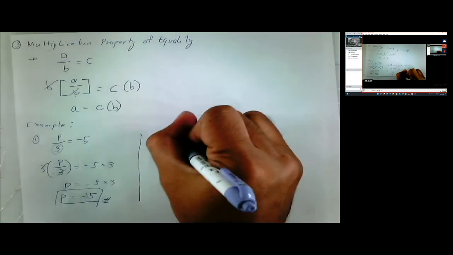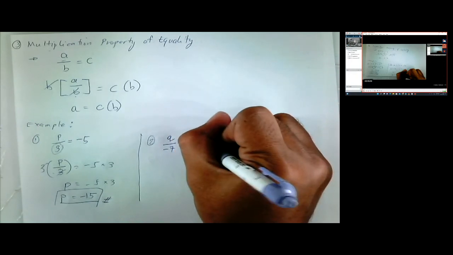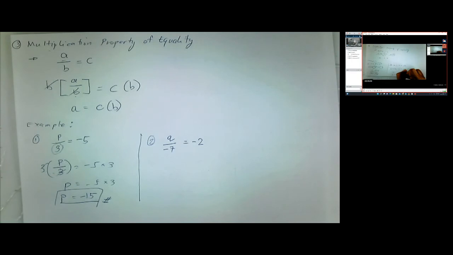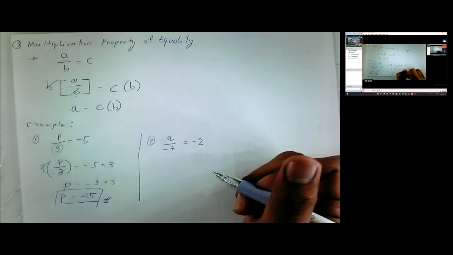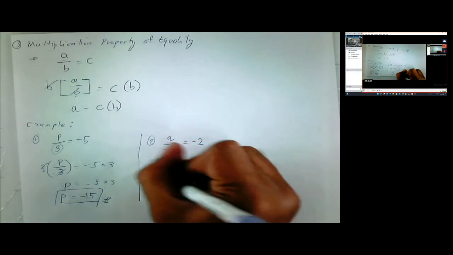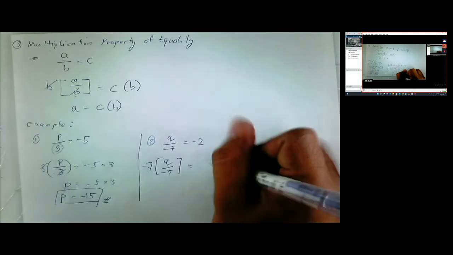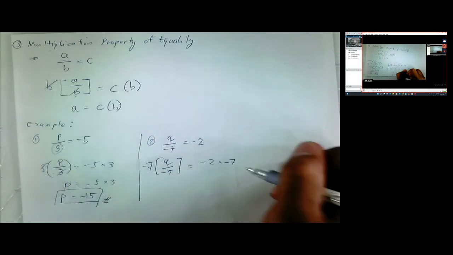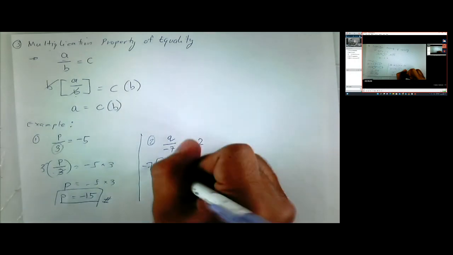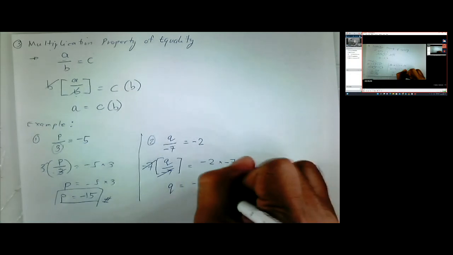If we have Q over negative 7 equals negative 2. Okay? Q over negative 7 equals negative 2. What do you think is the value of Q? So we have here Q over negative 7. You're going to multiply this by negative 7, since the denominator here is negative 7. And if you multiply that by negative 7, you also need to multiply the other side by negative 7. And so your Q is equal to negative 2 times negative 7.